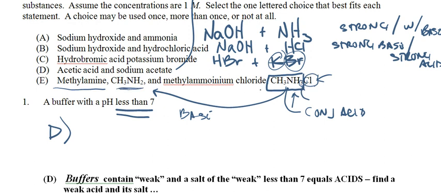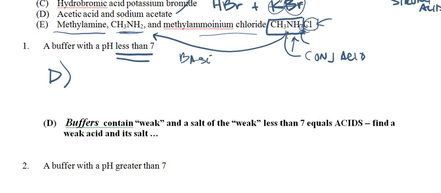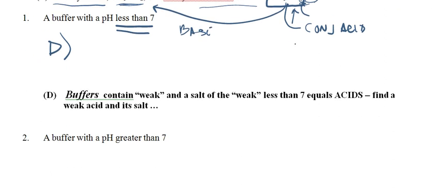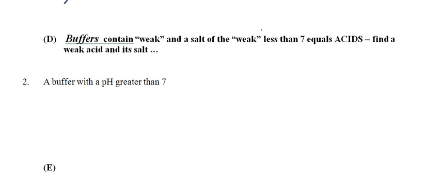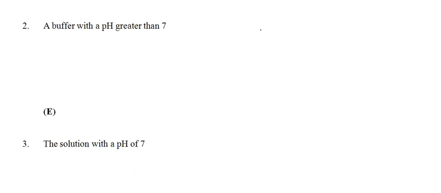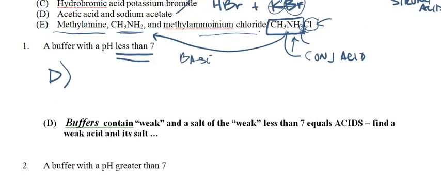And we actually have a conjugate ion. We don't need to know the name is a conjugate ion, but we do recognize that it has one more hydrogen. So letter E is our buffer solution that has a pH that's greater than 7, because it does behave like a base. Alright, number 3, the solution with a pH of 7.